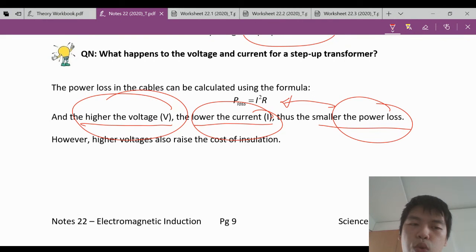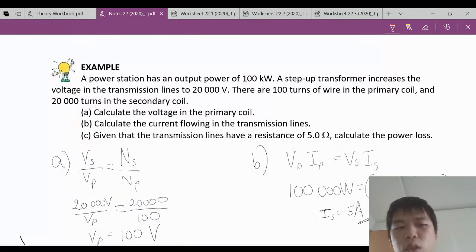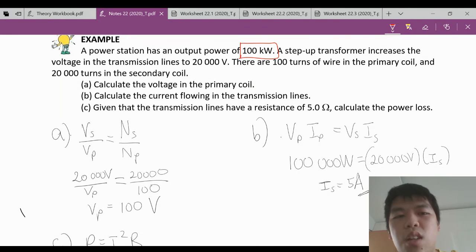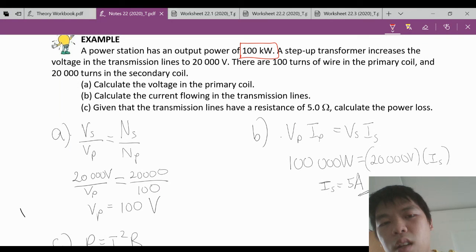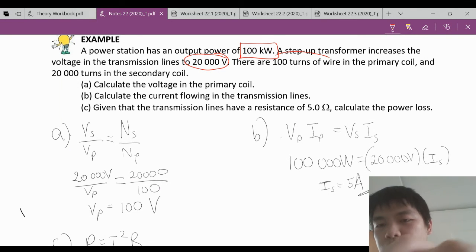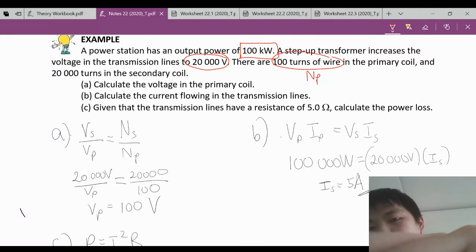How do we raise the voltage? So let's look at an example here. Your power station puts out about 100 kilowatts, which is a very, very big amount of power. A step-up transformer increases the voltage in the transmission line to 20,000 volts. There are 100 turns of wire in the primary coil. So this is N_P.